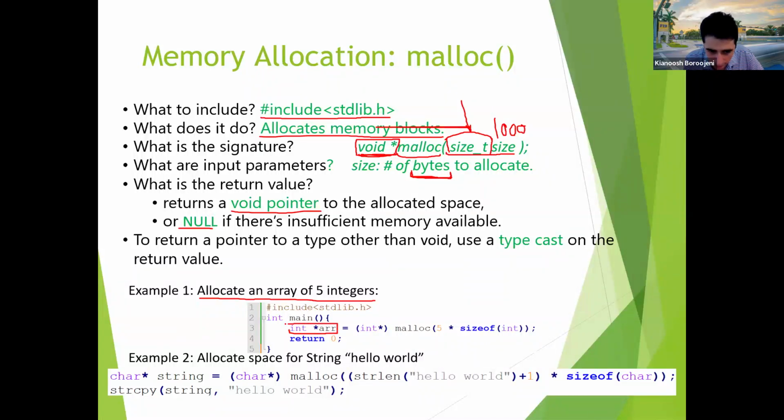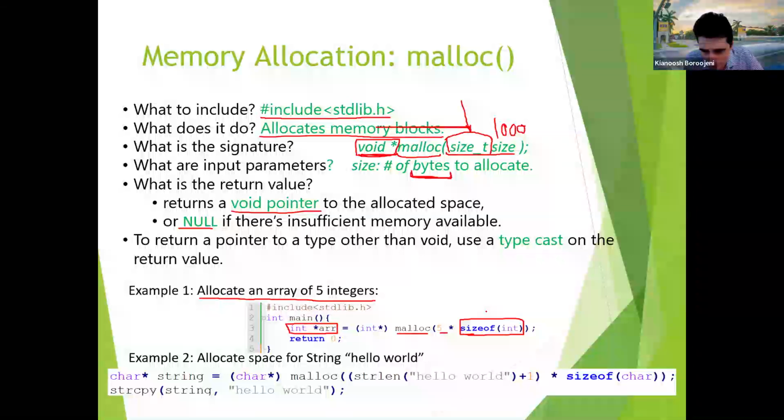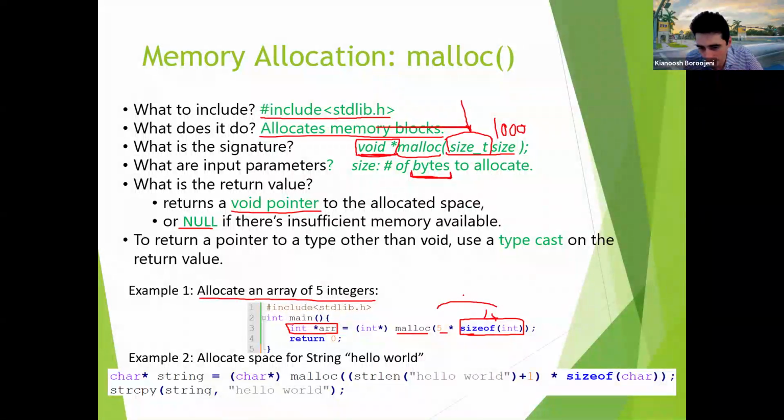That's a pointer to an integer. And I set it equal to malloc of 5 times size of int. What does size of int mean? That basically means how many bytes we need for an integer, which is normally 4. And 5 times 4 is equal to 20. That means give me 20 bytes so I can store an array of 5 integers in it. This is going to store the array inside the heap.